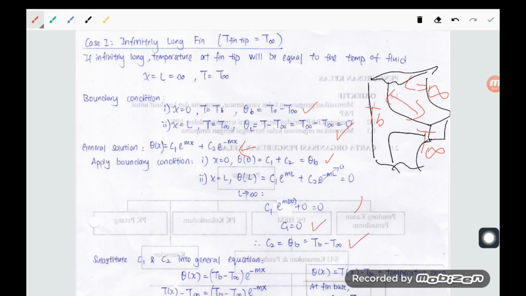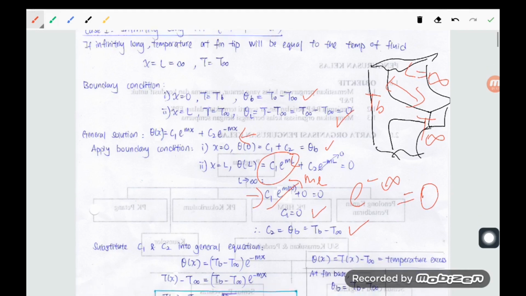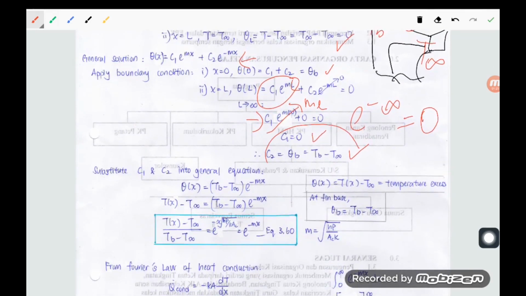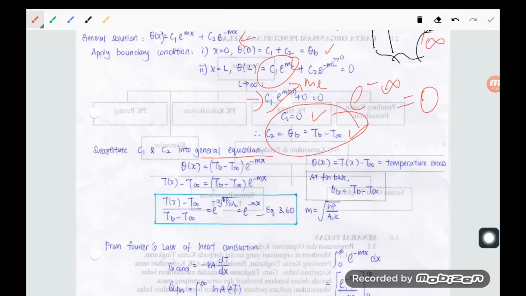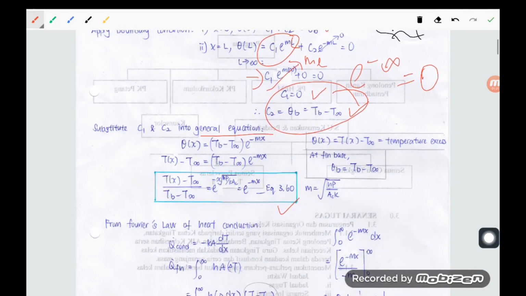For this, e to the minus infinity is always near 0. Substituting L to infinity, this is a small error. But to validate this equation, C1 must be 0, and we substitute these two into the general equation, and we will get equation 3.6.